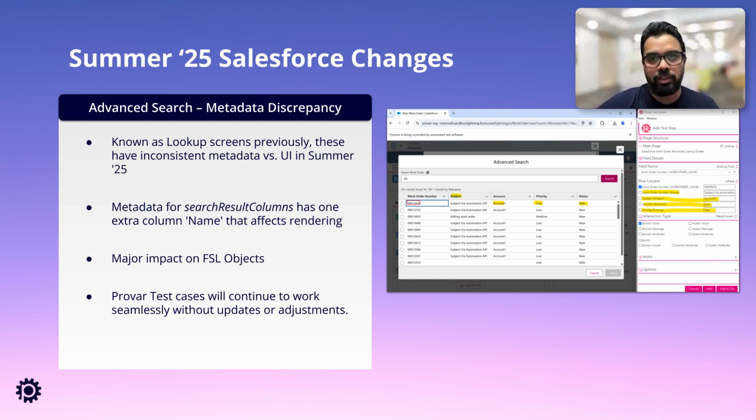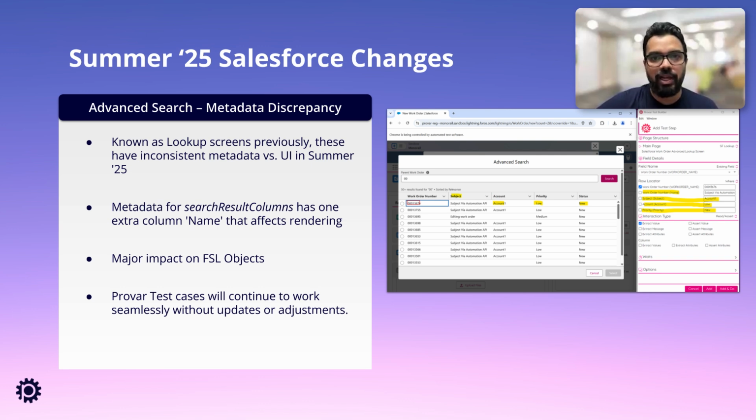For example, when you launch the advanced search screen, you will have some columns. What we are seeing in the metadata is that it is adding one additional column called name, which is not visible on the UI. As you see on the screenshot, it has work order number and subject, but in the test builder, it is pulling out a name field from the metadata. This is a discrepancy from Salesforce, and we have reported it to Salesforce as well. They might fix it in the future.